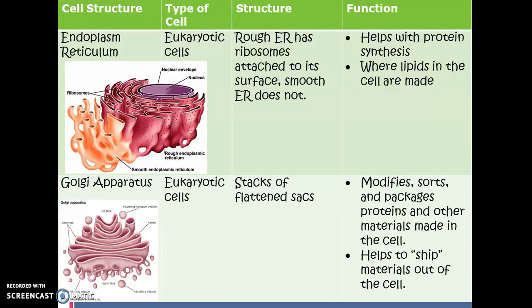Golgi complex or Golgi apparatus is found in all eukaryotic cells. They look like stacks of flattened sacs, and what they do is they modify, sort, and package proteins and other materials that are made in the cell and package them for shipment outside of the cell. It's like your UPS or your post office of the cell. Hit pause if you need to.